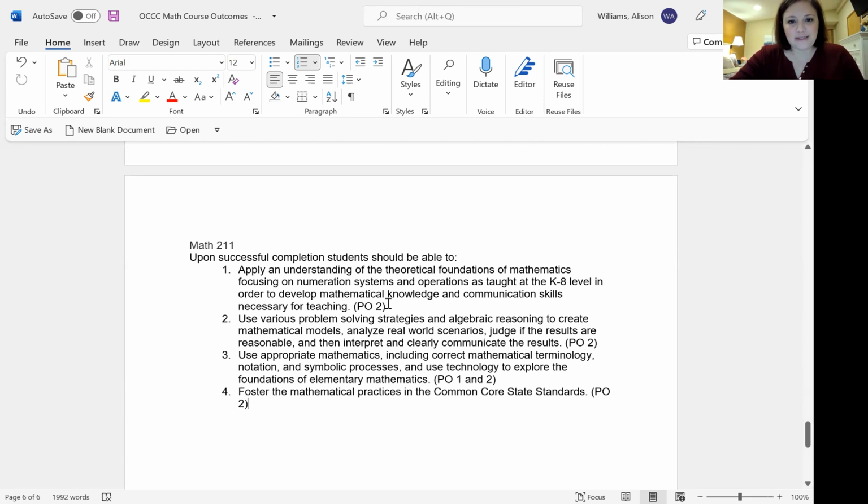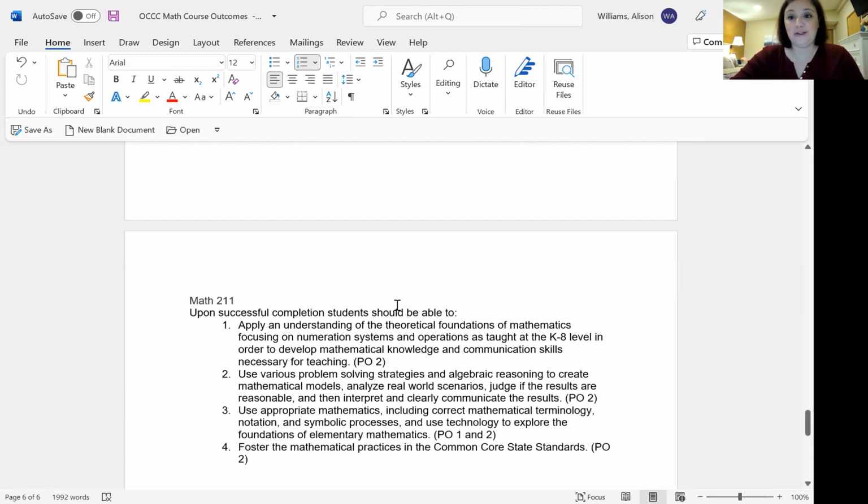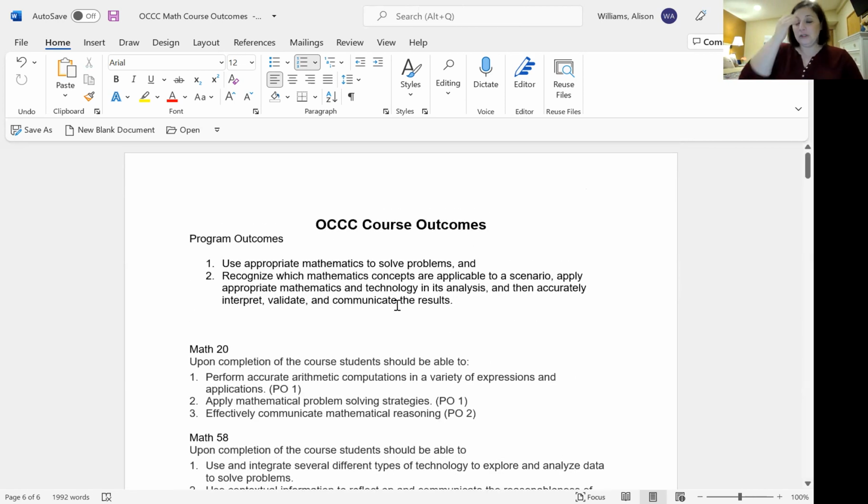Now, you might notice that after the outcome is this thing called PO2. That's referring to the program outcome. So the program outcome for mathematics is here, and we have two for math. We have: use appropriate mathematics to solve problems and recognize which mathematical concepts are applicable to a scenario, apply appropriate mathematics and technology in its analysis, and then accurately interpret, validate, and communicate the results.